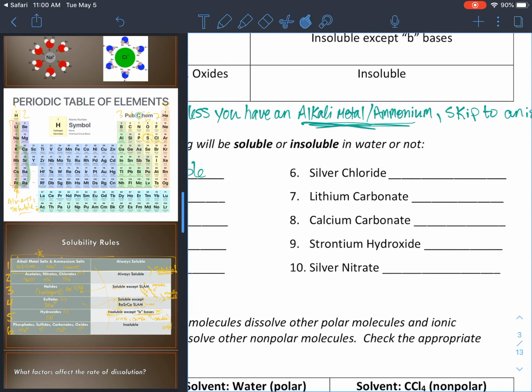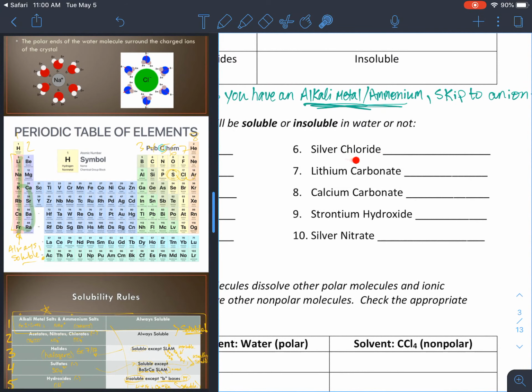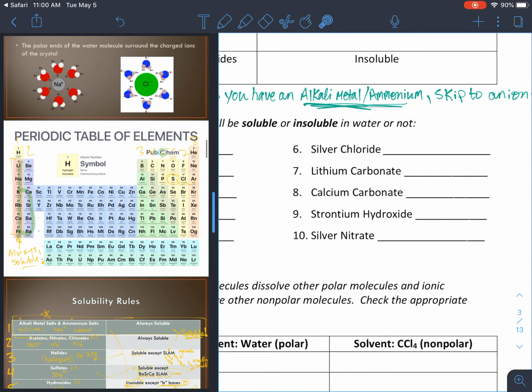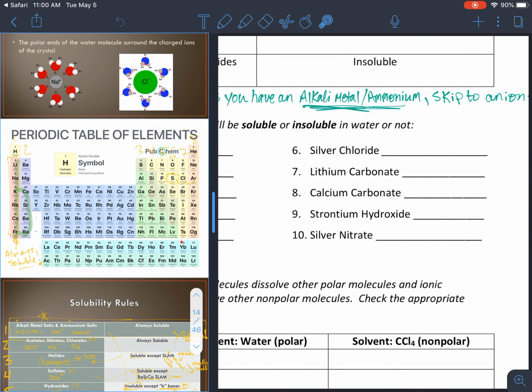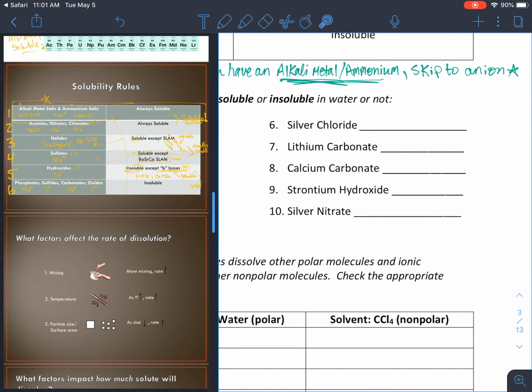Okay. Silver chloride. So we want to check and see if silver is an alkali metal. Silver is a transition metal. So we're going to jump to the chloride. If you find chlorine on the periodic table, chlorine is a halogen. So we need to follow our rules for halogens. So that's in row 3. It says halogens are soluble unless it's bonded to silver, lead, and mercury. This chlorine is bonded to silver, therefore it is insoluble.